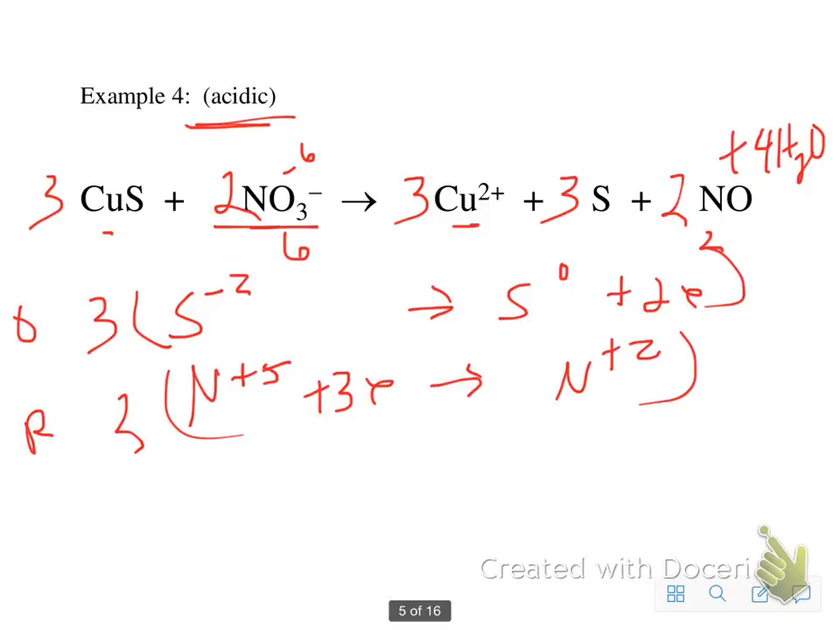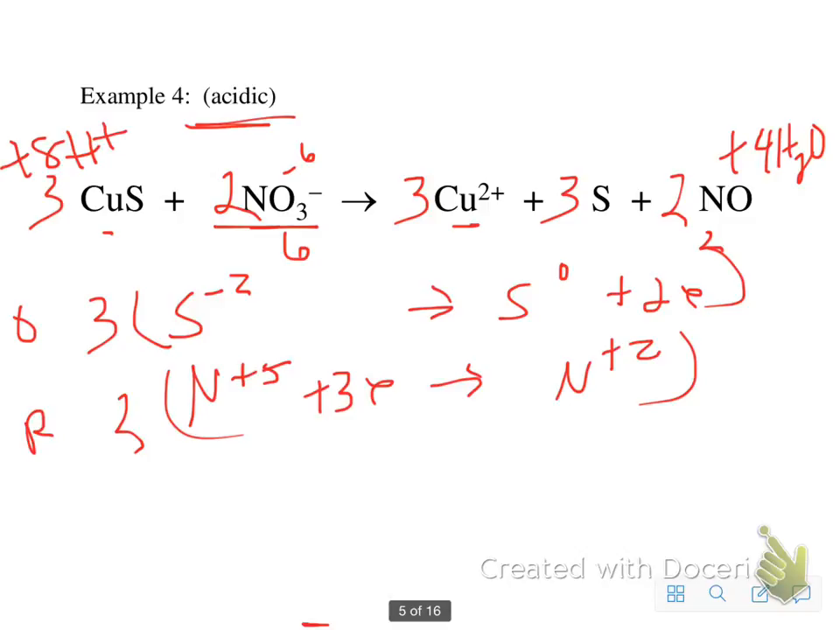I've introduced hydrogen that did not exist on the reactant side. So I've got to take those 4 H2s and I'm going to add them as H pluses on this side. So I'm going to add them as 8 H pluses on this side. Okay. And that's it for balancing an acidic.